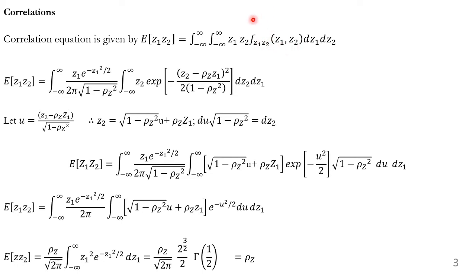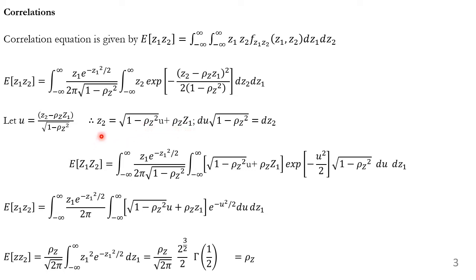Let us substitute the PDF for the bivariate Gaussian random variable, and when we substitute, we will obtain the equation as shown here. And let us make a small change here. Let us put U equal to Z2 minus rho Z Z1 divided by root of 1 minus rho Z square. So Z2 is given by root of 1 minus rho Z square U plus rho Z Z1.